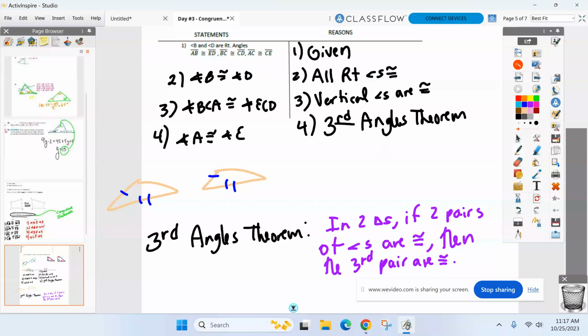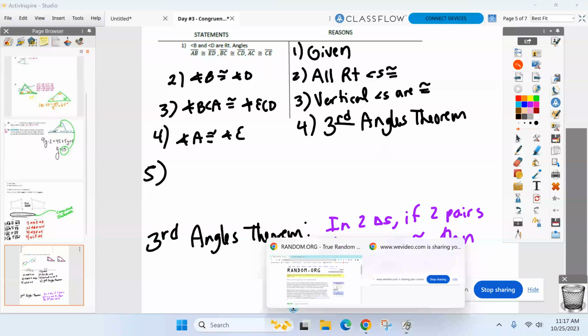All good? We haven't finished the proof yet. Can we go check real quick? Do I have all three pairs of sides congruent? Yep. Now do I have all three pairs of angles congruent? Yes. So now I could say the triangles are congruent. But like we said about 10 minutes ago, when you write this statement, the sides and the angles have to match up.